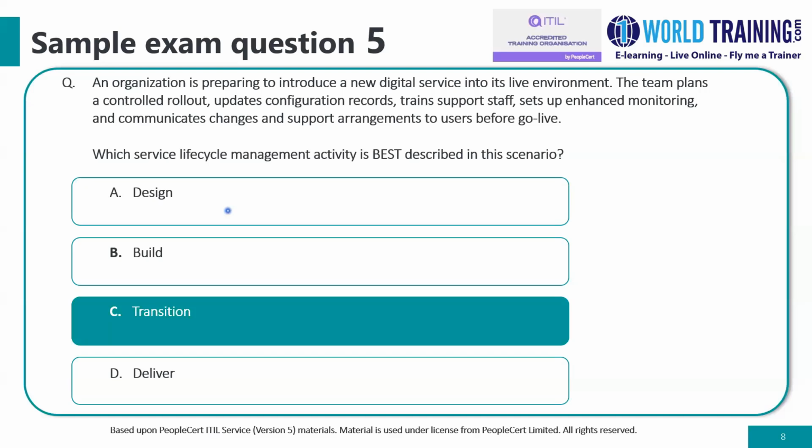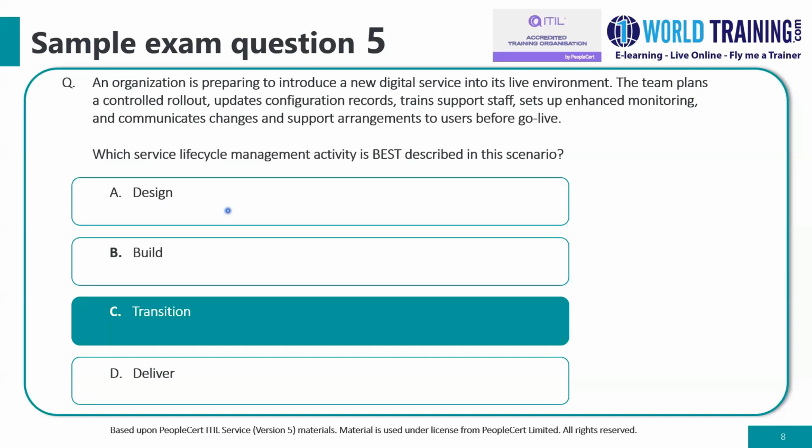Transition seamlessly introduces new or updated products and services into the operational environments and also ensures the effective onboarding or offboarding of the suppliers. And we can see in the question that it describes controlled rollout, configuration updates, staff training, enhanced monitoring, and communication before the go live. These are all parts of transition.